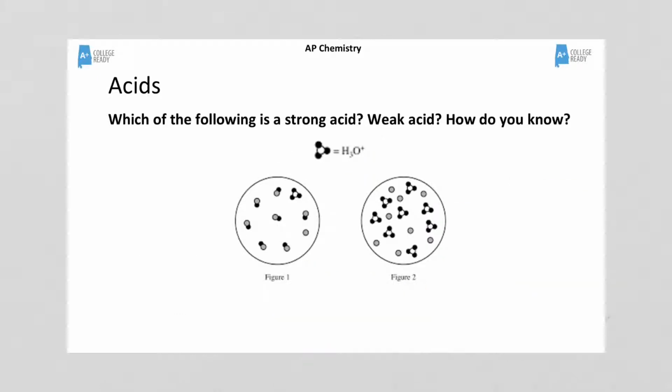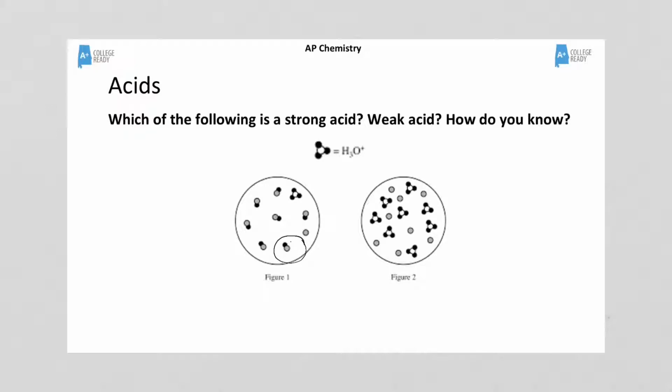All right, acids. Which of the following is a strong acid, which is a weak acid, and how would we know this? I've given you the key that this is supposed to be a hydronium ion. You can tell the center is the oxygen, and it's got three hydrogens attached, and it's overall positive. In the first picture we don't have a key for this other molecule, but you can tell that the small dark sphere must be the hydrogen, and the other gray sphere would be some other nonmetal ion, like a fluoride. Maybe this is HF. That might be a good example.